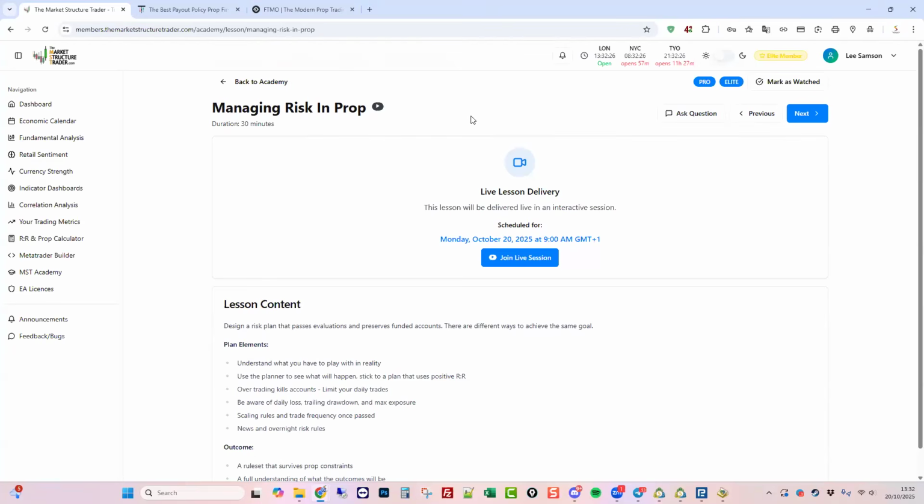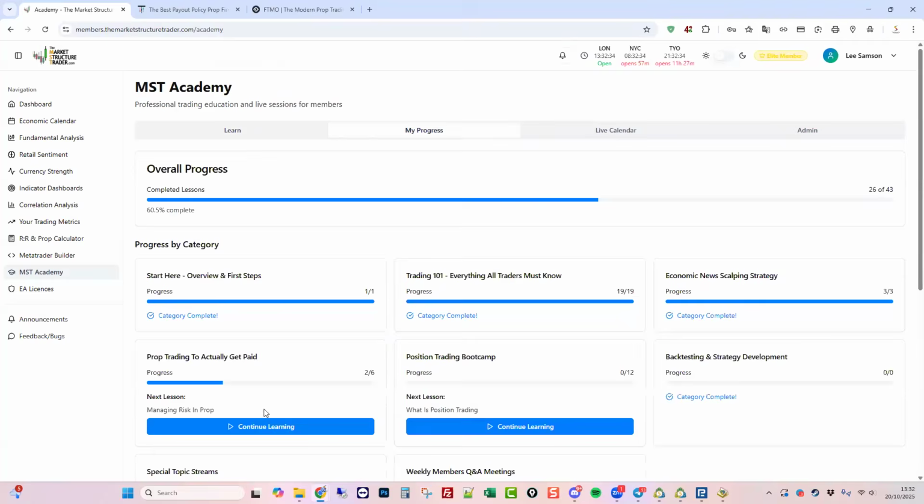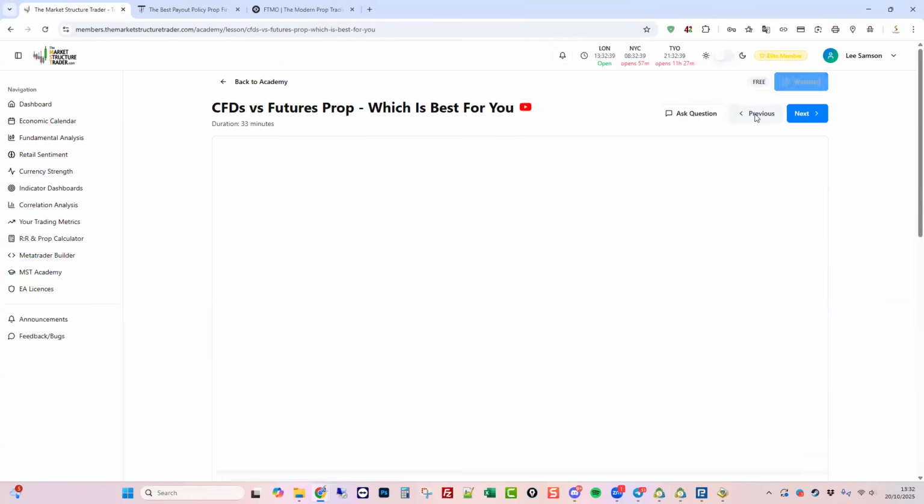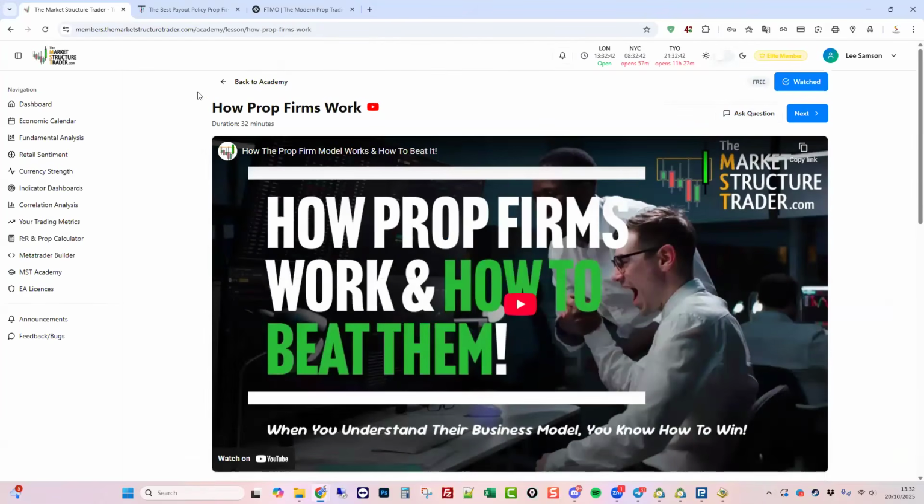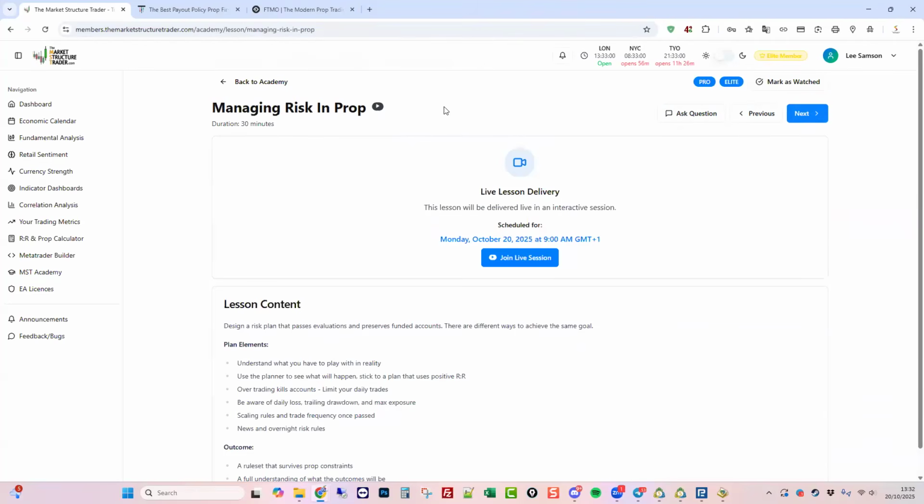But anyway, today we are on prop week now. What we're going to be covering is the prop trading to actually get paid part of the course, if you like. These first two videos, how prop firms work and CFDs versus futures, which is best, are designed to explain the business model, the way that they work and the differences between the different types of prop firms, so that you can decide really which way to go.